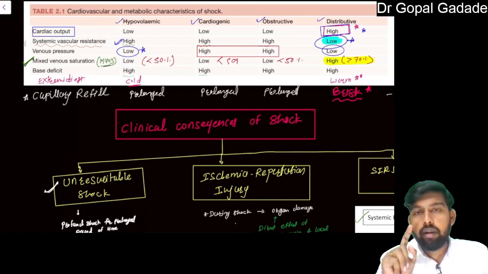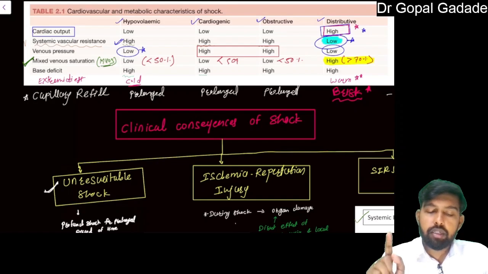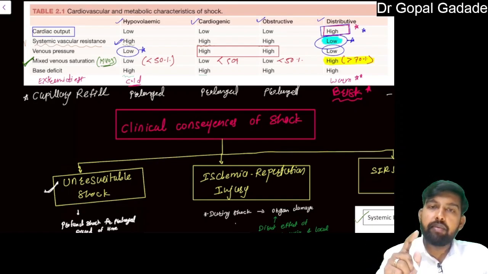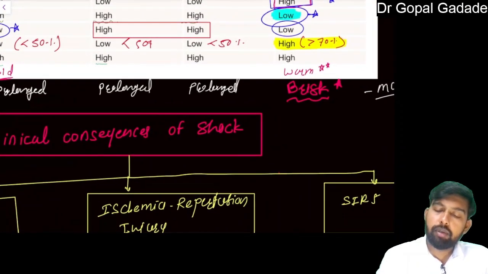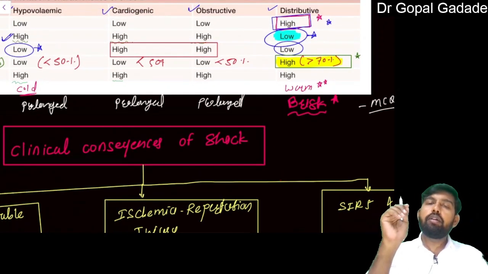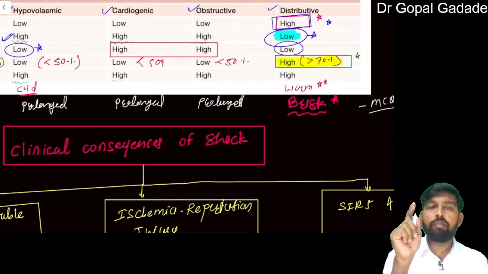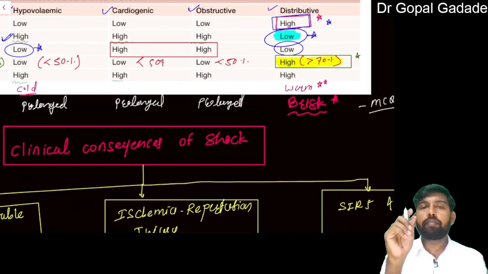So in all types of shock, the mixed venous saturation is decreased, that is, low or less than 50%, but it is high in case of a distributive shock. So it is a diagnostic criterion for distributive shock or septic shock. MVOS more than 70% is diagnostic of a distributive shock or a septic shock.